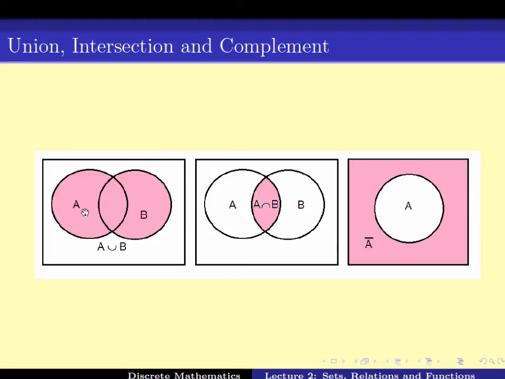Now, A union B is the set of all elements that are there in either A or B or both. So it is all the elements that are there in the pink area in the first diagram. Similarly, A intersection B is the set of all elements that are in the pink area in the second picture. And A complement is the pink area in the third picture. So this is what we call a Venn diagram, and we use this particular form of diagram a lot. Since it gives a pictorial view, it helps us to think in a slightly easier way.